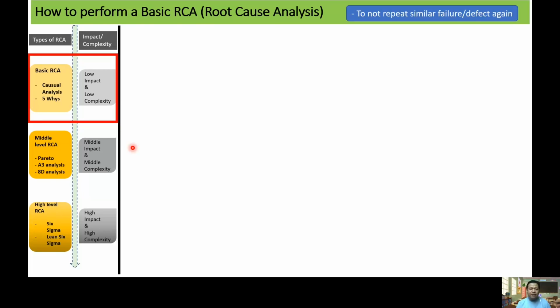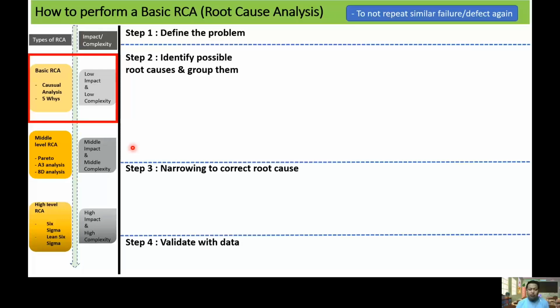To perform a basic level of RCA, 4 steps need to be completed. Step 1 is defining the problem. Step 2 is identifying the possible root causes and grouping them. Step 3, once you know the possible root causes, is narrowing down to the correct root cause. And the fourth is to validate with data whether the root cause you have identified is the actual root cause or not. We will understand all these 4 steps quickly with the help of a simple example.